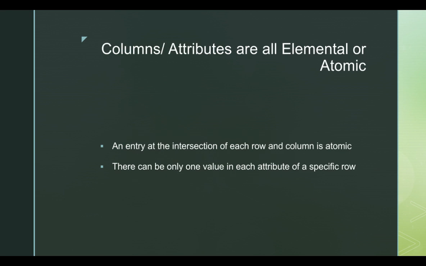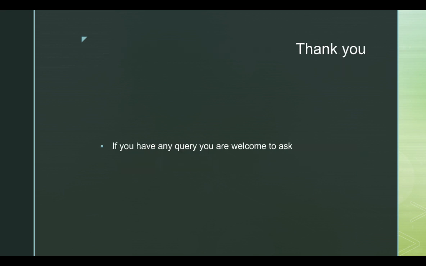Our fourth property of the relation is that the attributes should be atomic. An entry at the intersection of each row and column is atomic. Atomic means the value should be elemental. A value that cannot be divided further is called an atomic value. It means that there can be only one value in each attribute of a specific row. So this is called the elemental value. This is called the atomic value. So every attribute should be atomic or elemental.